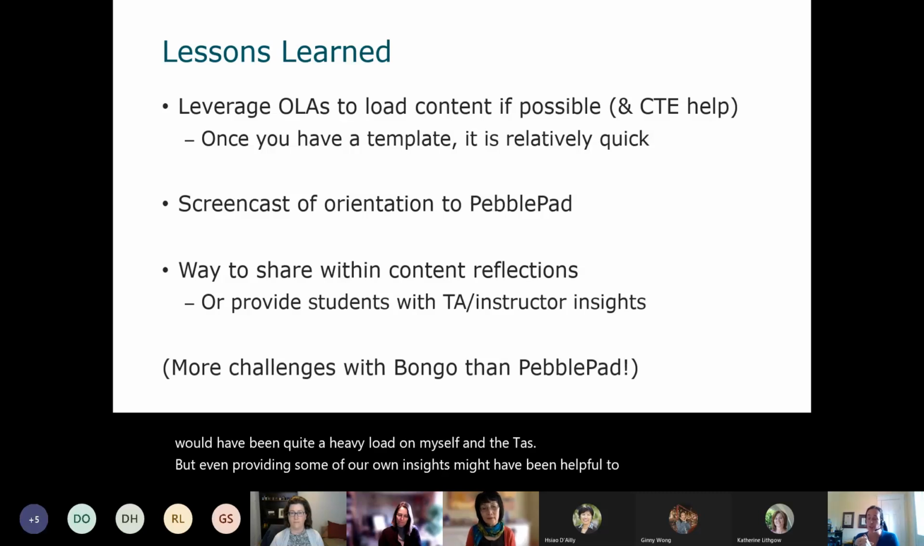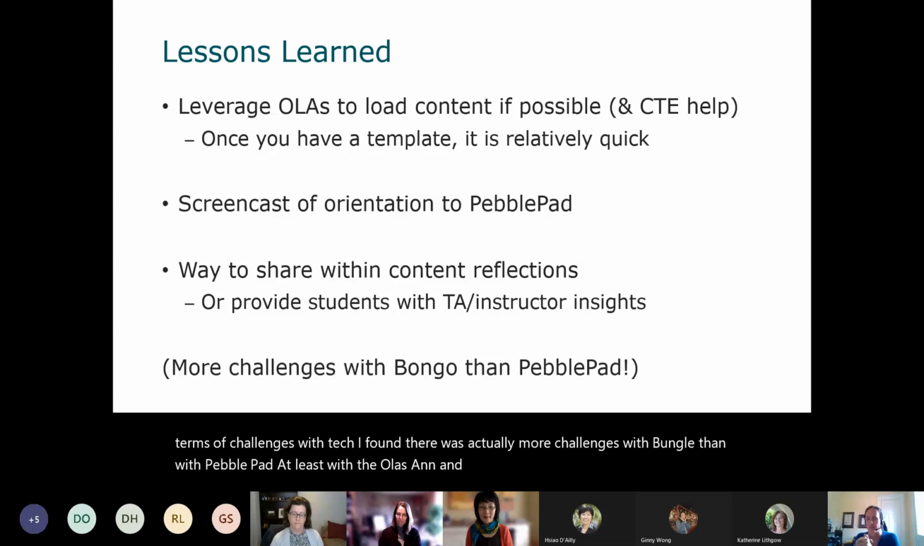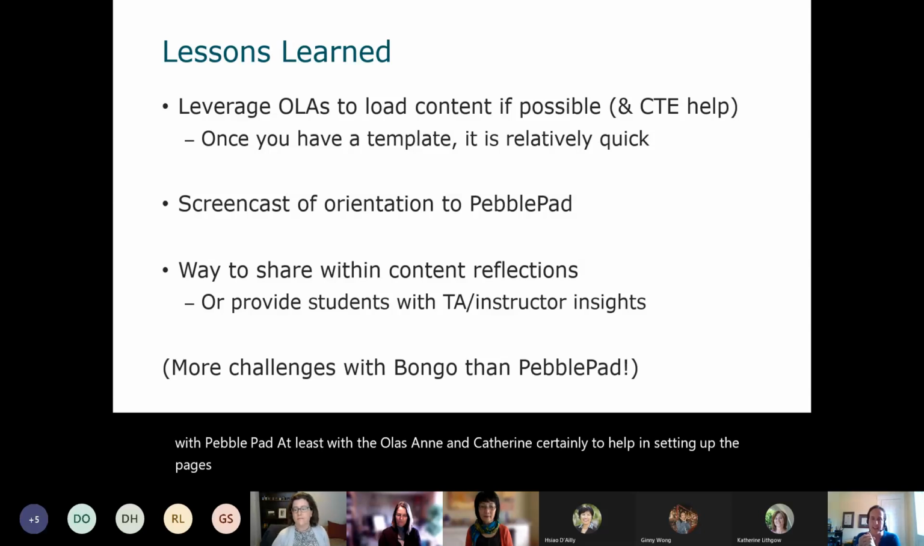I will say, in terms of challenges with tech, I found there were actually more challenges with Bongo than with PebblePad, at least with the OLAs, and Catherine certainly helped in setting up the pages and assignments, in Catherine's case especially.